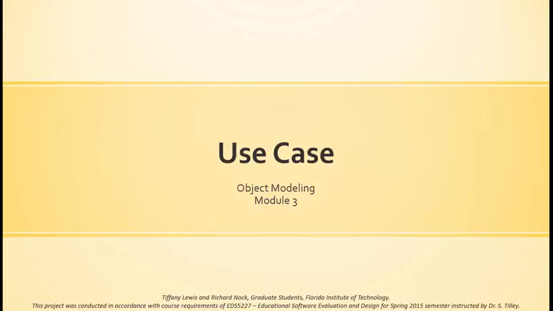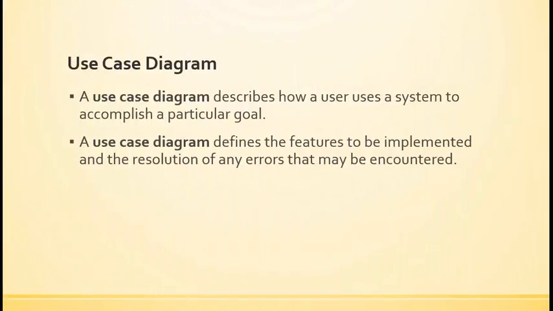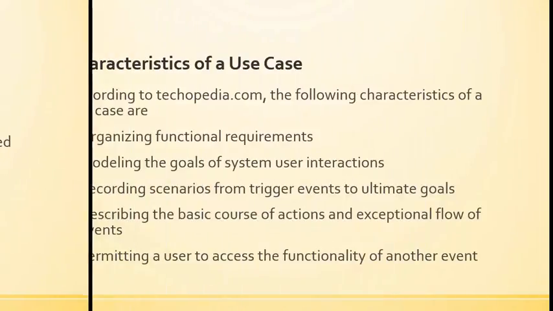Use case, object modeling, module 3. Use case diagram. A use case diagram describes how a user uses a system to accomplish a particular goal. A use case diagram defines the features to be implemented and the resolution of any errors that may be encountered.